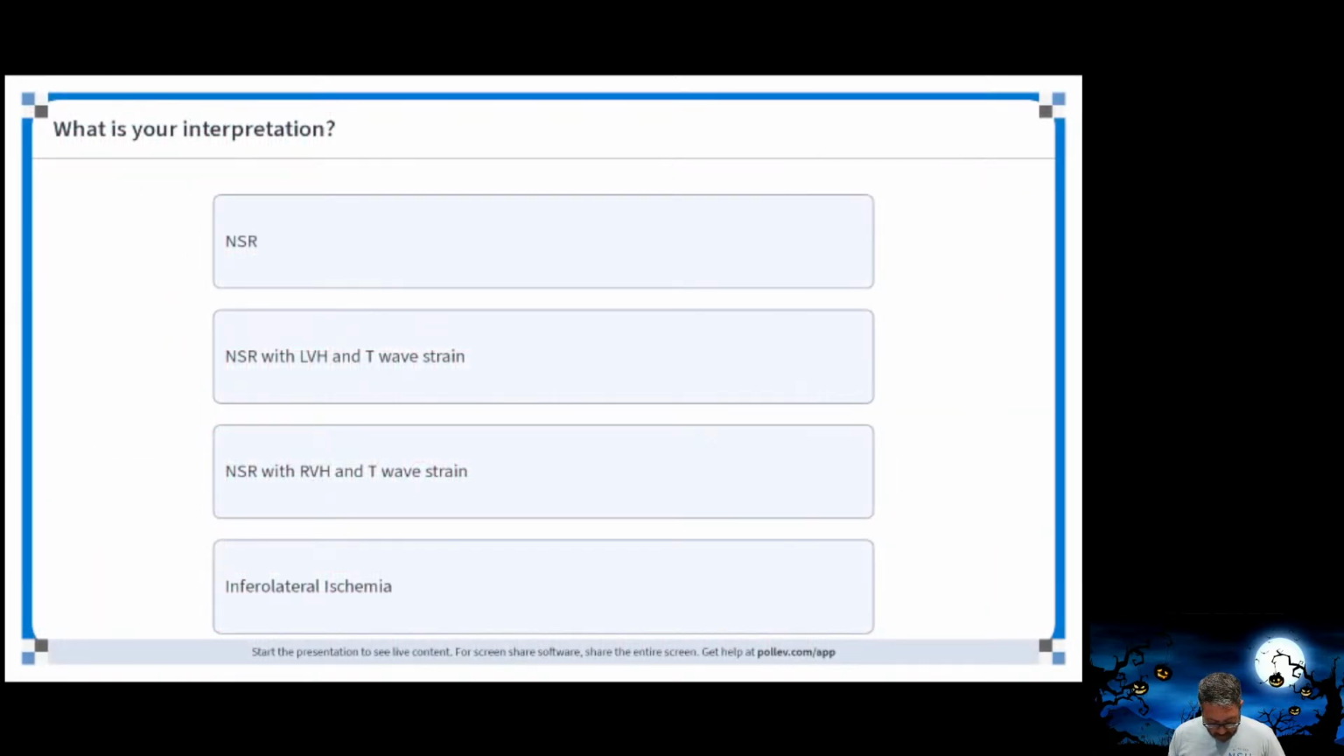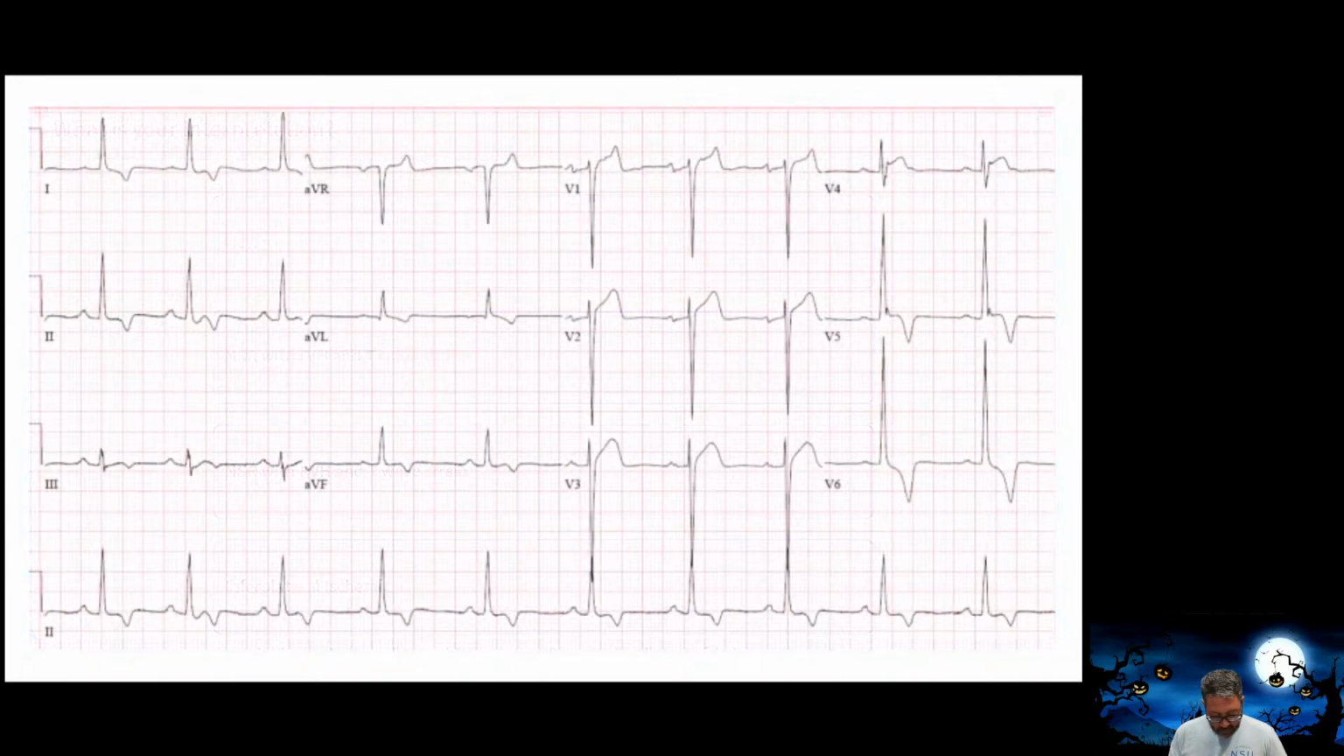What was your interpretation of this one? Okay, rate. Let's look at the rate first. Let me find one that's on the line. Here we go. 300, 150, 100, 75 to 60. So we know the rate is normal. Rate is good.